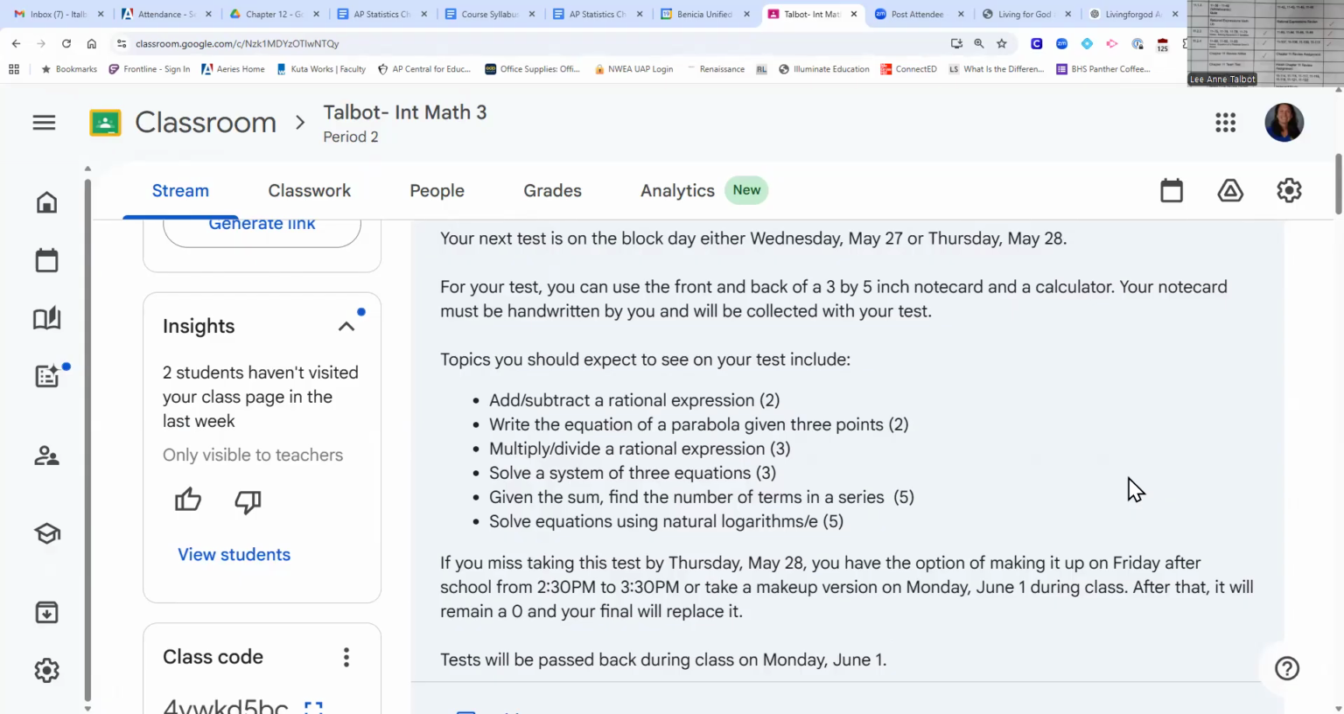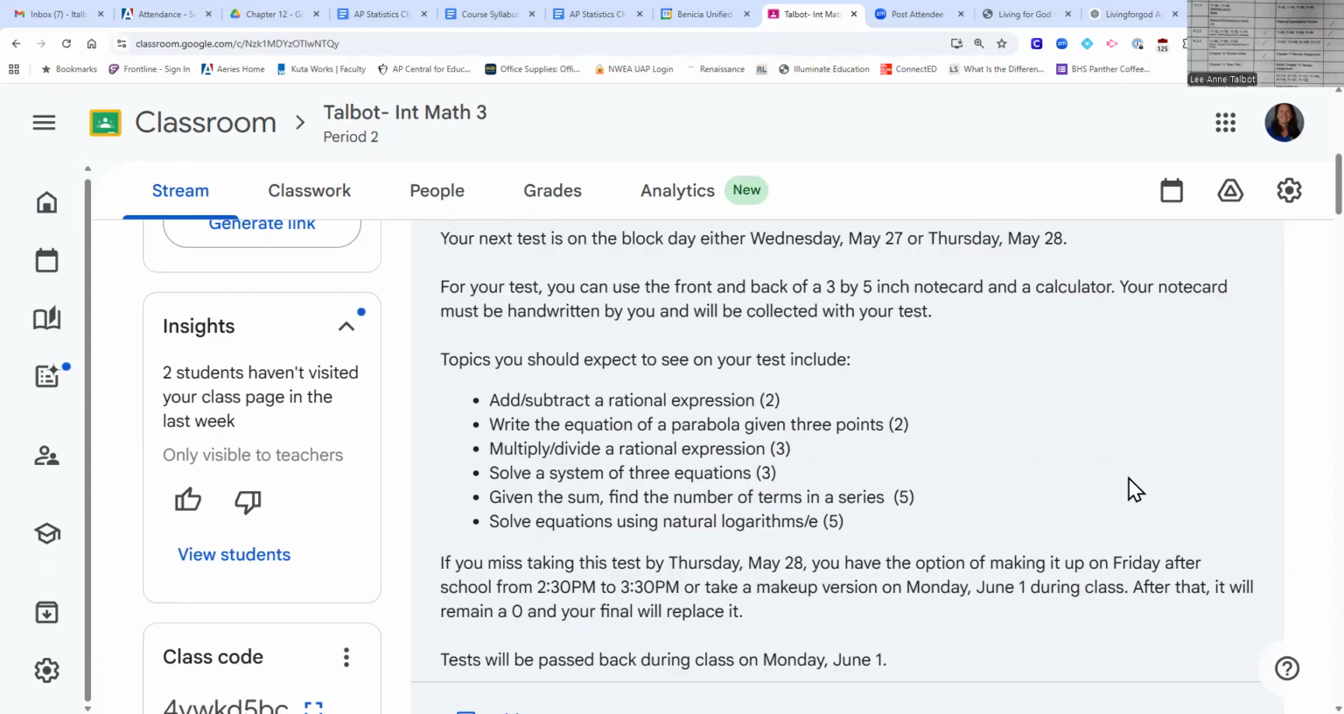Okay. Now the other old stuff. Given the sum, find the number of terms in a series. I didn't tell you if it's arithmetic or geometric. So where would you find problems like that? Warm up from yesterday, number 13, and then the warm up we're going to do on Friday, number 14. There's 1 arithmetic and 1 geometric warm up for that. And then solve equations using natural log and e. I mean, you guys know what that is. Okay.